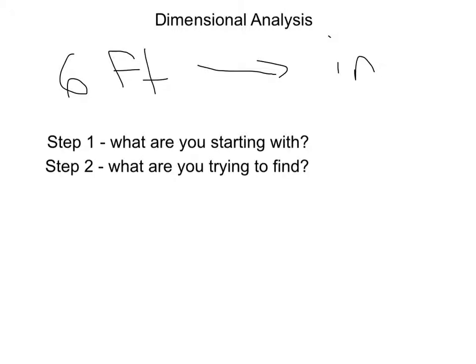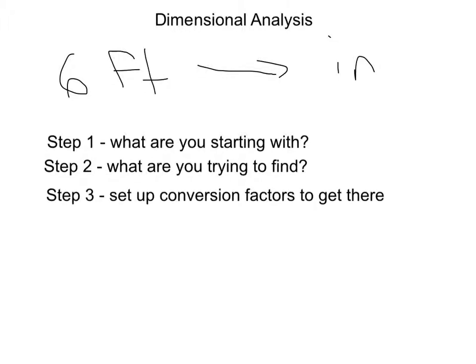The second step is what are you trying to find? In this case, what we're trying to find is inches. The third step is use something called a conversion factor to get there. A conversion factor would be something like there are 12 inches in 1 foot. That's a conversion factor. It's two things that are equal to each other. 12 inches equals 1 foot. It's two things that are the same. They're both measuring a length, it's just a different unit that we're using.